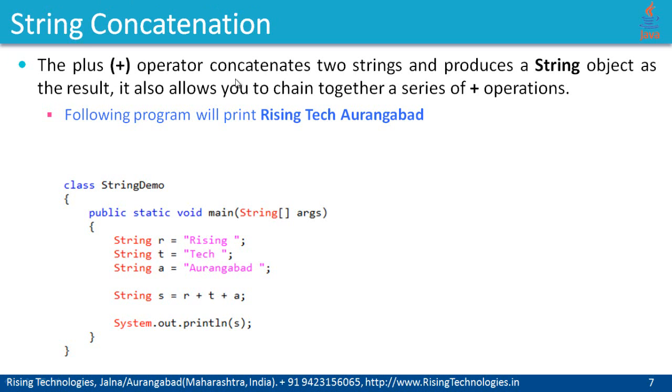So this plus operator concatenates two strings and produces a string object as a result. It also allows you to chain together a series of plus operations. Now look at this. Suppose I have these three separate instances of string class. First instance contains Rising, second instance contains Tech, and third instance contains Aurangabad. Now I want to create one more string object by concatenating all this data, so I can chain together this plus operator and concatenate the data from all these string instances. Now if I print this S, it will print Rising, Tech, Aurangabad. Let's have a look at this.